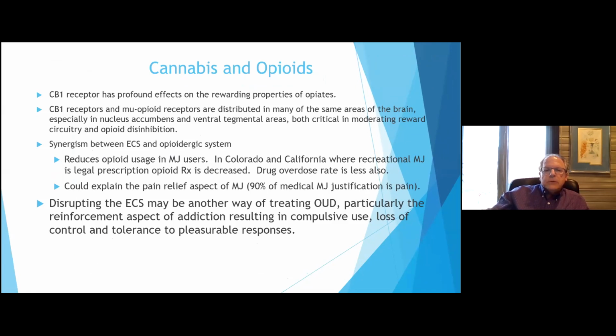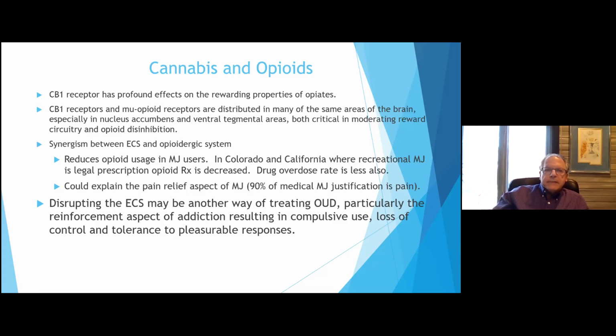There are CB2 receptors in the ventral tegmental area, but not as much in the nucleus accumbens. Both of these areas are critical in moderating reward circuitry and opioid disinhibition, making, again, opiates more addictive. There is definite synergism between the endocannabinoid system and the opioidergic system.